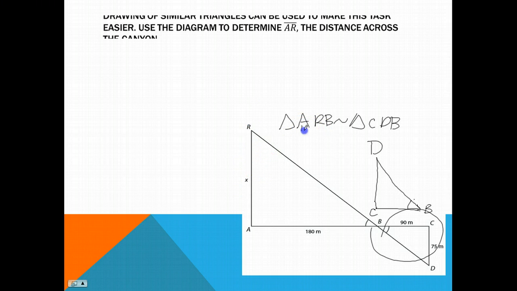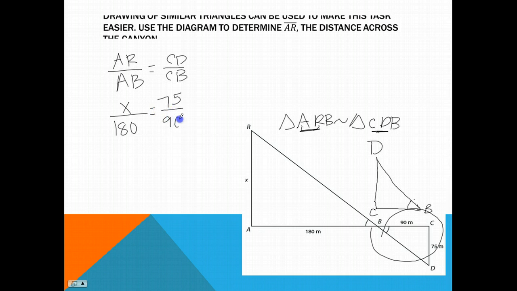Now X is in AR, and we also know the length of AB, so we're going to use those as our comparison. So AR over AB. The corresponding side to AR is CD. The corresponding side to AB is CB. So now we substitute in the values. The length of AR is X, the length of AB is 180, the length of CD is 75, the length of CB is 90.